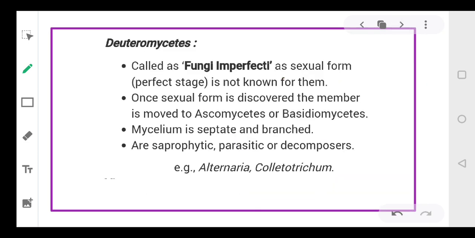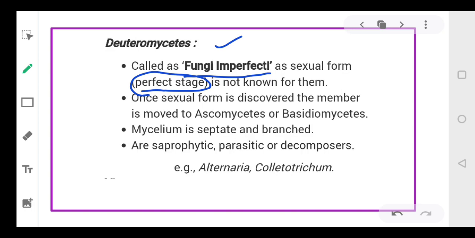The last is Deuteromycetes. The Deuteromycetes is commonly called fungi imperfecti. It is called fungi imperfecti, fungi which are imperfect. Okay? Why is it called imperfect? Because during sexual reproduction there is no perfect stage. During its sexual reproduction, its perfect stage of reproduction is absent.